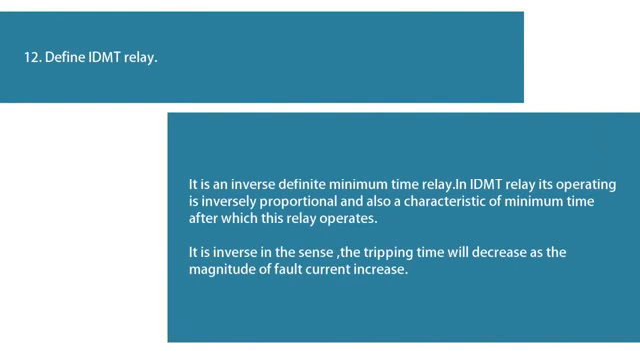12. Define IDMT relay. It is an inverse definite minimum time relay. In an IDMT relay, the operating time is inversely proportional to the fault current, and it also has a characteristic of minimum time after which the relay operates. It is inverse in the sense that the tripping time decreases as the magnitude of fault current increases.